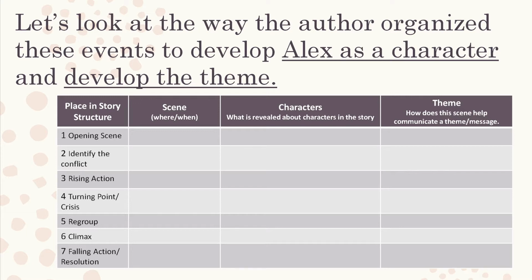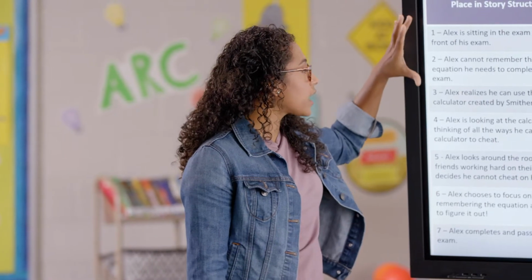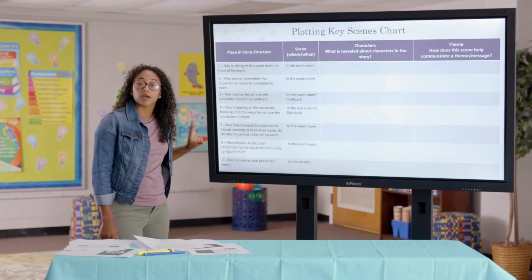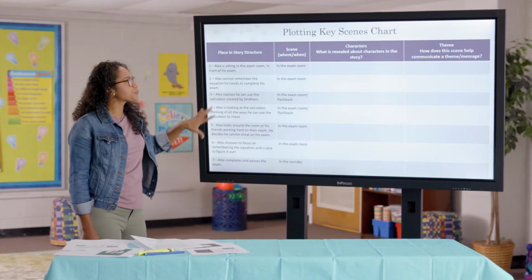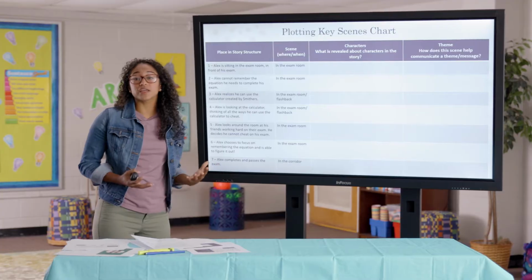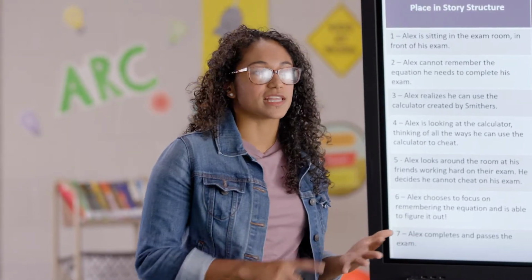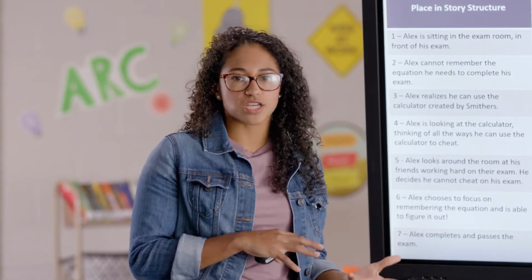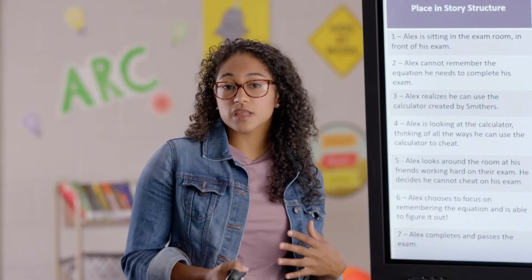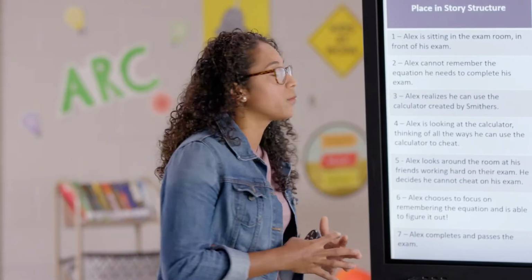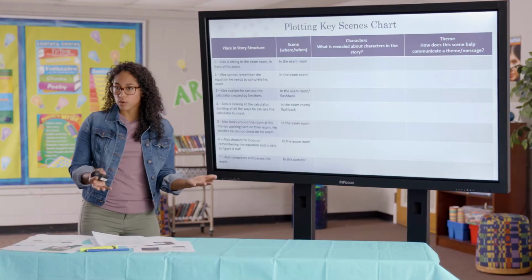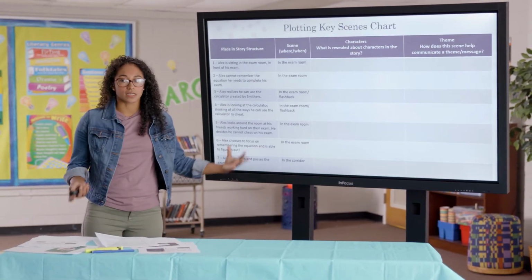So in this chart, all I did was pull out the events that you saw in the plot diagram earlier, and I just plugged them in here. For our scene, just about everything in this story occurs in the exam room. He does a little bit of a flashback where we learn his relationship with Smithers and where he gets the calculator from, and then at the end he leaves through the corridor. So most of this story takes place in the same place.